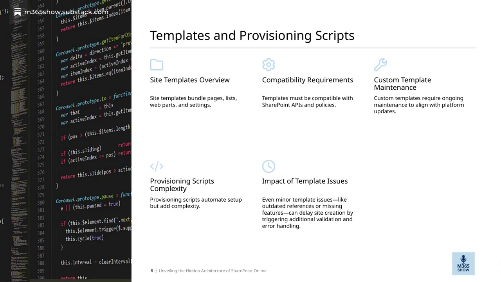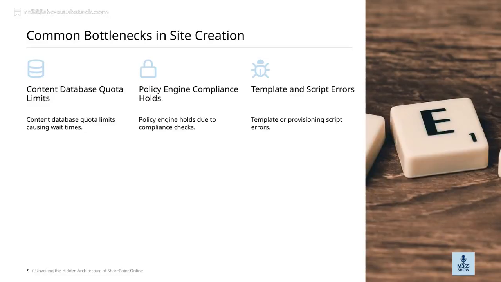Let's take a closer look at some common bottlenecks we encounter during site creation in SharePoint Online. First, one of the main issues can be template or provisioning script errors. These happen when the templates or scripts used to set up new sites don't execute properly, causing delays or failures in provisioning. It's important to ensure these scripts are well-tested and reliable.